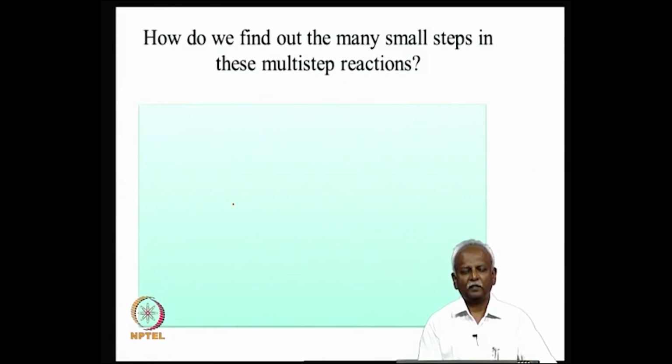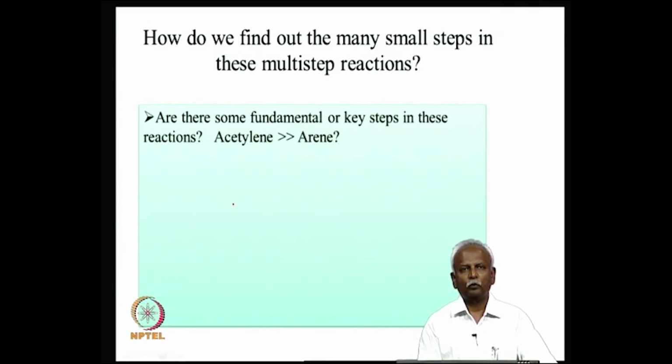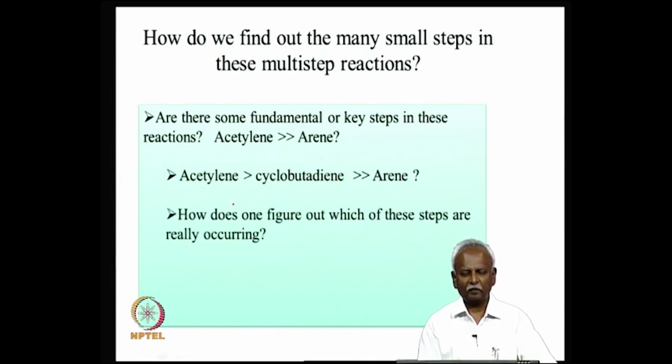We will classify the reactions on the basis of the organic transformations they carry out, and we will show this in a few slides later. Now, when we classify these reactions, it is important for us to understand the fundamental or the key steps involved in these reactions. When we stitch together acetylenes to form an arene, is it going through the cyclobutadiene, or is it directly converting from an acetylene to an arene?